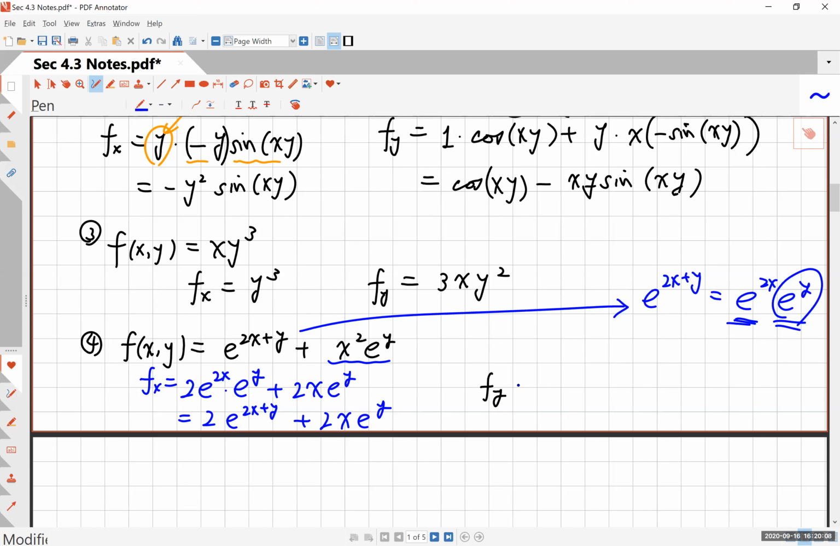How about f_y? Okay, this may be a little tricky, but again, you take the derivative of this with respect to y. Well, e to the 2x is a big constant. It doesn't look like a constant, but you treat it like a constant with respect to y. And then e to the y, if you differentiate e to the y, you just get e to the y, right? And then plus, what's the derivative of this with respect to y? Remember, x squared is simply like a constant. e to the y becomes e to the y.